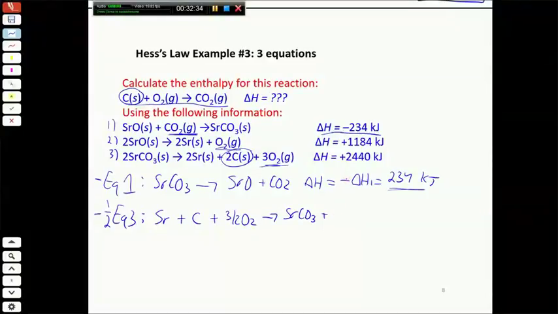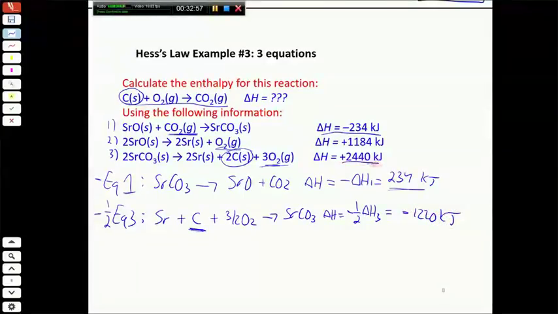Alright, so we take this third equation, we flip it, and we multiply it by 1/2. That gives us 1 carbon on the reactant side, which is what we want in the overall equation. And then the delta H for this modified equation is going to be negative 1/2 times delta H for the third equation, because we flipped it and we multiplied it by 1/2. So that becomes minus 1220.